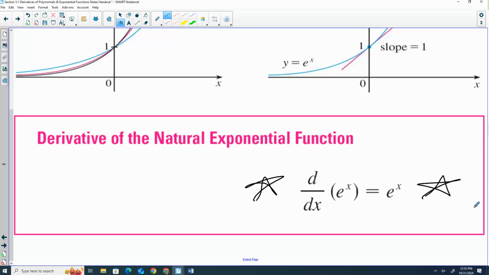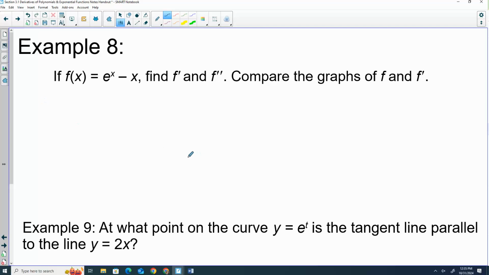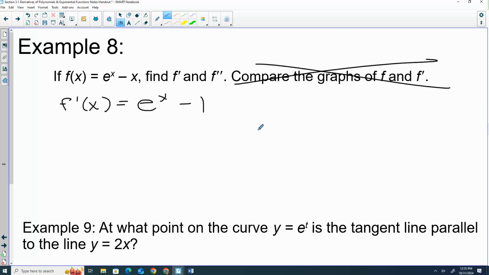This is the next one, because the derivative is just still e to the power. So, let's assume my function is e to the x minus x. I want to find the first and second derivatives, and since we don't do graphing calculators anymore, in Python I'm going to compare the graphs. So, what would be the derivative? e to the x minus 1, because the derivative of e to the x is still e to the x, and the derivative of x is 1.